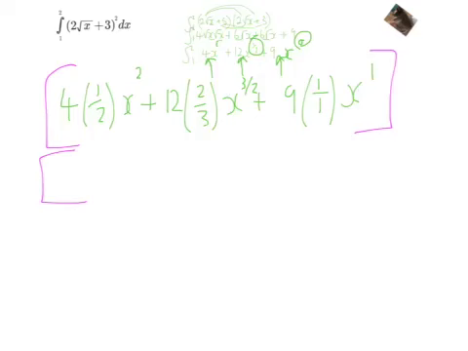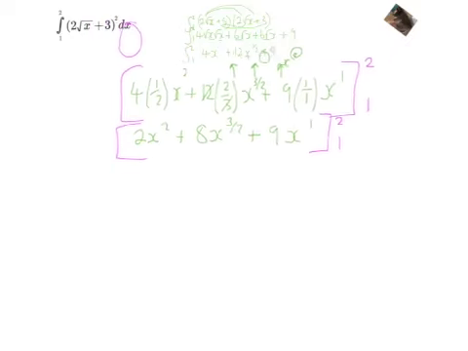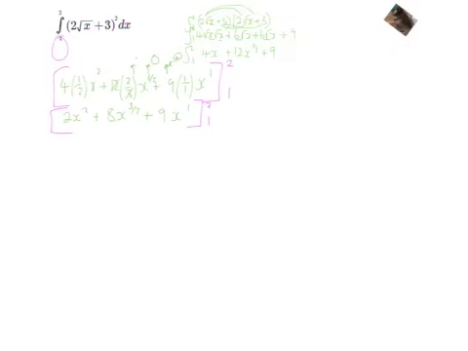Okay, square brackets are going. Let's neaten it up. 4 times a half is 2x squared. Plus 12 divided by 3 is 4, and 4 times 2 gives me 8x to the 3 over 2, plus 9x to the 1. Finish off my square bracket, and in fact I've been sloppy. I should have then moved my limits over to the right. Okay, let's move him up a bit. Can he go up a bit? Yes. Okay, right, let's start popping some numbers in.